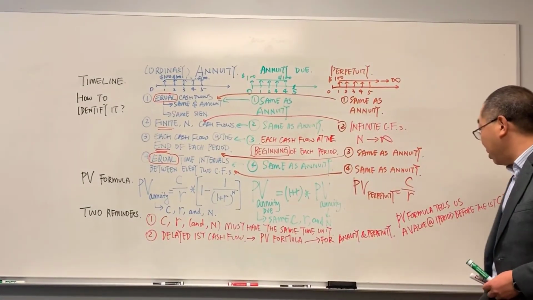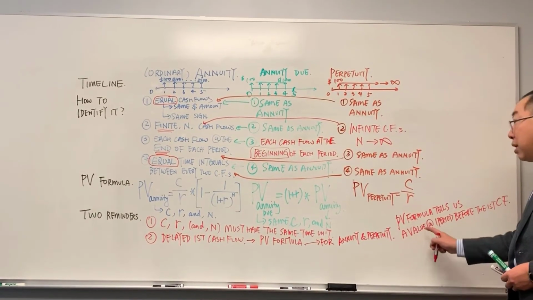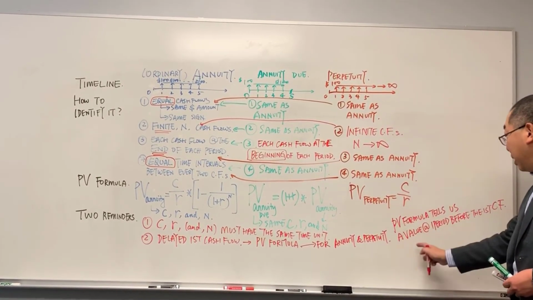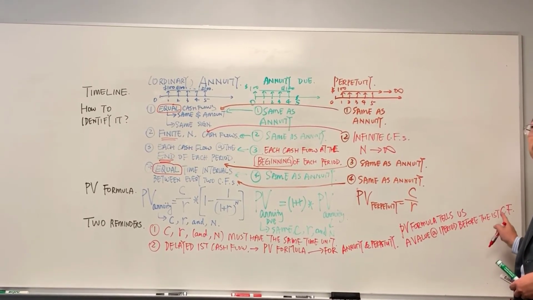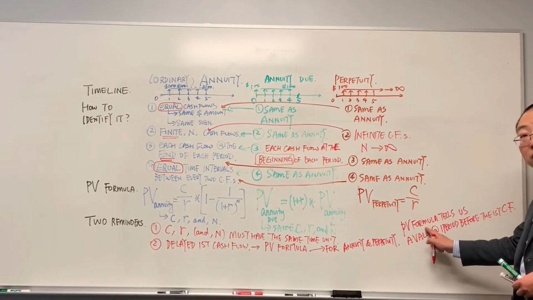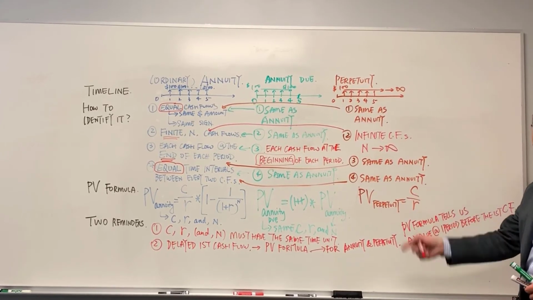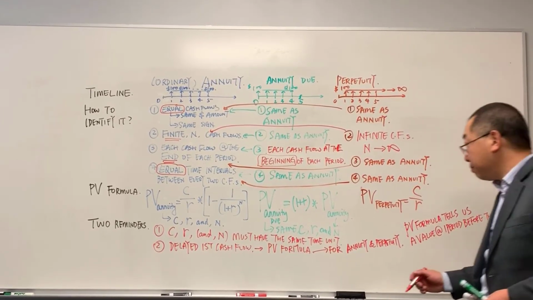That means if you use this equation to get the present value, this formula can only tell you a value that is at one period before the first cash flow. You need to discount this result back for another period on the timeline.